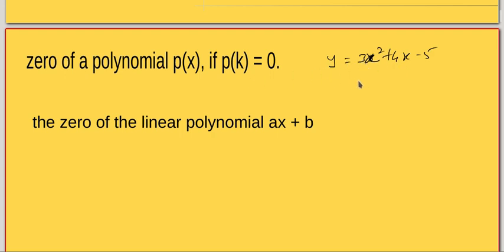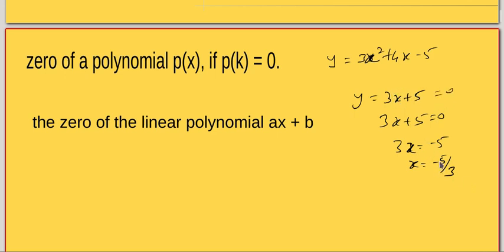Suppose you take a linear polynomial y equal to 3x plus 5. Okay, how can we find the zero of this polynomial? We have to equate this to 0. So 3x plus 5 equal to 0. That means 3x equal to minus 5, x is equal to minus 5 by 3. Okay. So minus 5 by 3 is the zero of this polynomial. If we substitute minus 5 by 3 here, this polynomial becomes 0. So x equal to minus 5 by 3. This minus 5 by 3 is the zero of this linear polynomial.